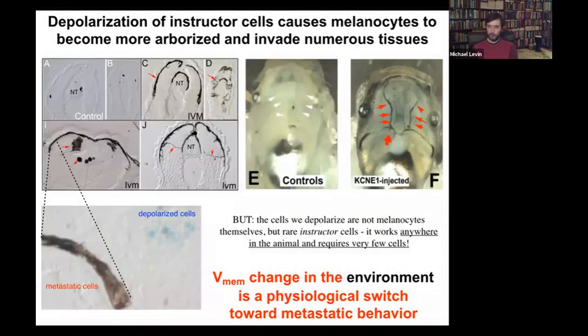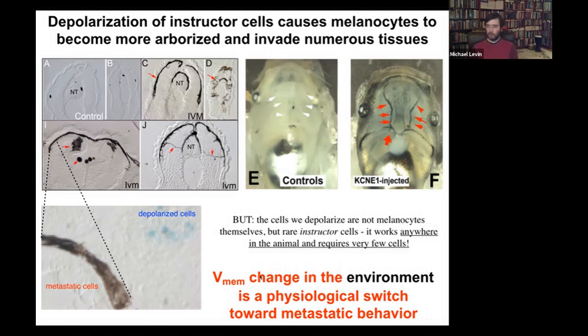These normal melanocytes convert to these crazy, really kind of long stringy things that start to crawl away. They dig into the brain, they dig into the neural tube, they start to invade. Here they are all through the blood vessels. This is basically exactly like a melanoma type of behavior. And you can see here, these blue cells, these are the ones that we actually depolarized. They are the ones that are now failing to keep the normal melanocytes behaving correctly. And the melanocytes are just, at this point, going on their own.